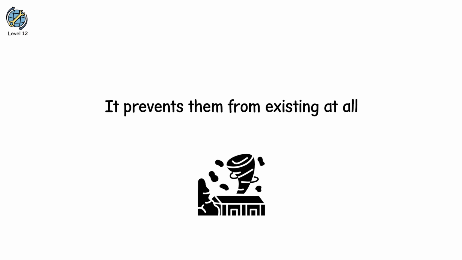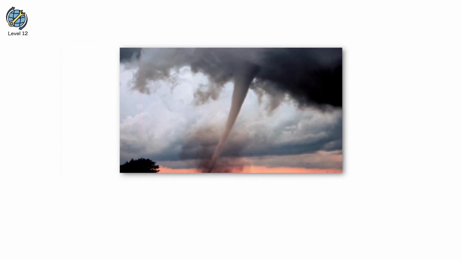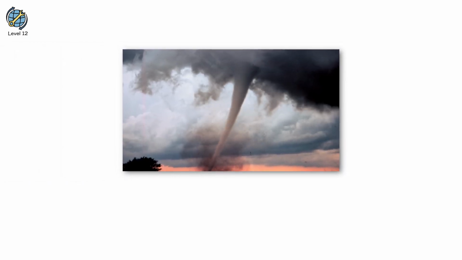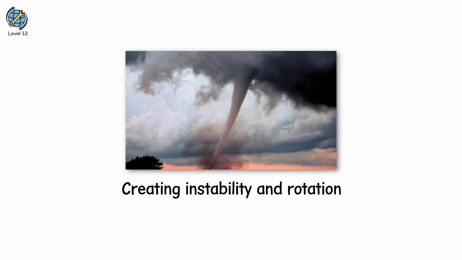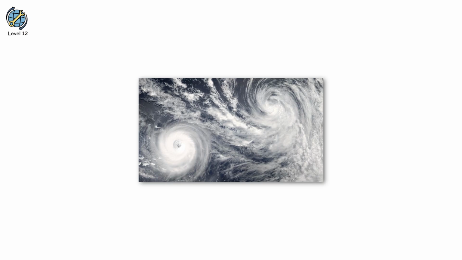The most radical idea doesn't defend against tornadoes. It prevents them from existing at all. Speculative geoengineering imagines reshaping the atmosphere itself. Tornadoes form when warm, moist air collides with cold, dry air, creating instability and rotation. But what if we change those conditions before storms ever sparked?